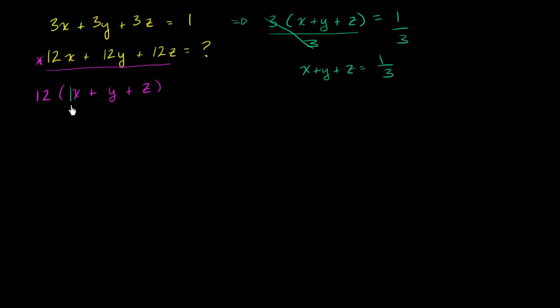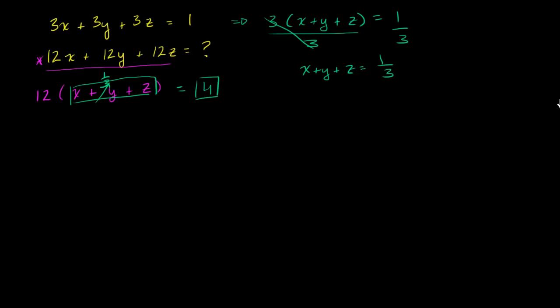And so here, instead of x plus y plus z, I can write 1/3. So this whole thing simplified to 12 times 1/3. 12 times 1/3 is the same thing as 12 divided by 3, which is equal to 4.